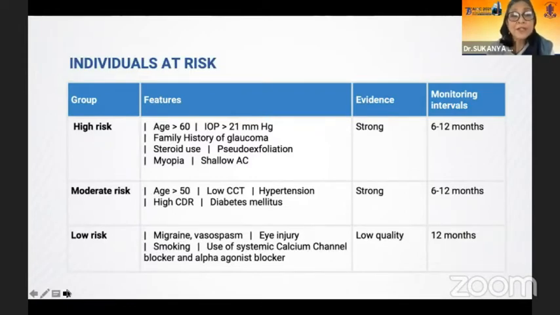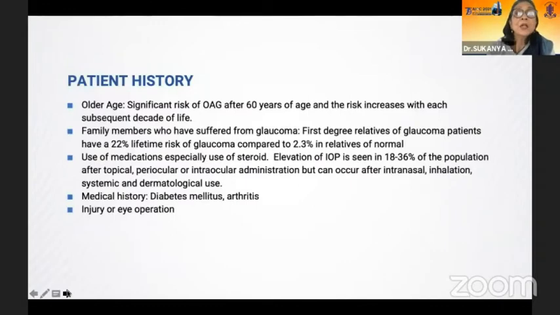A host of risk factors have been found, but their association is not as strong as the ones I have just mentioned. A comprehensive patient history will then help us identify which one of these patients are at a greater risk of developing glaucoma. When we see an older patient, we have a tendency to think, well, this patient may have cataract, but this patient may also have glaucoma. There is a significant risk of open angle glaucoma after the age of 60 years, and the risk increases with each subsequent decade of life.